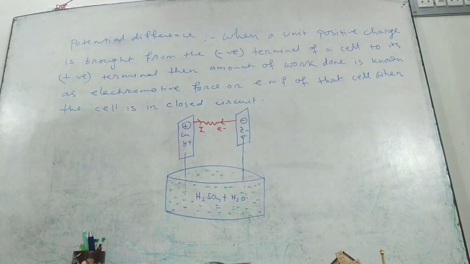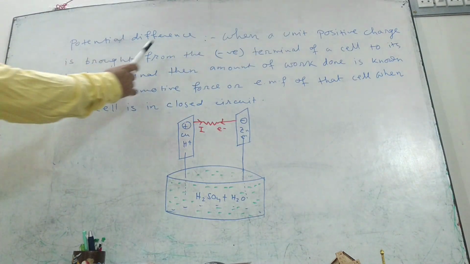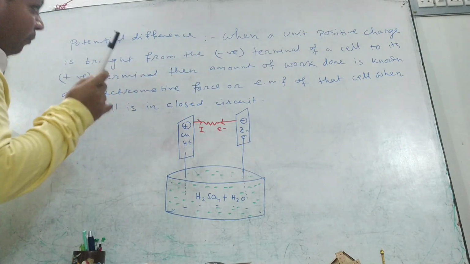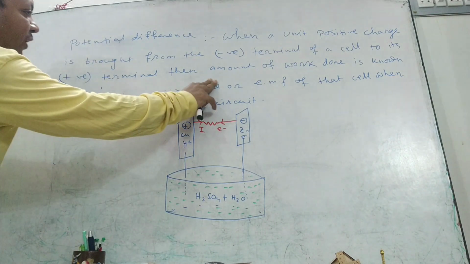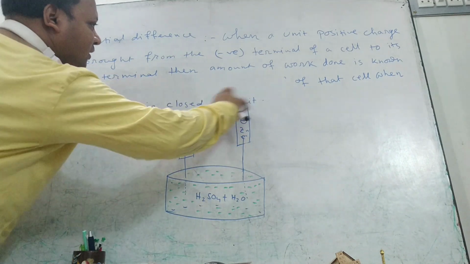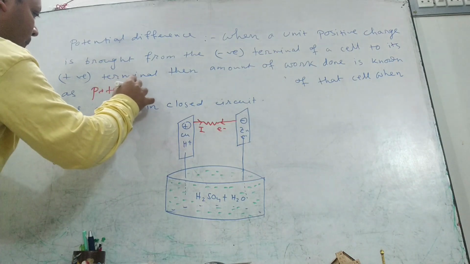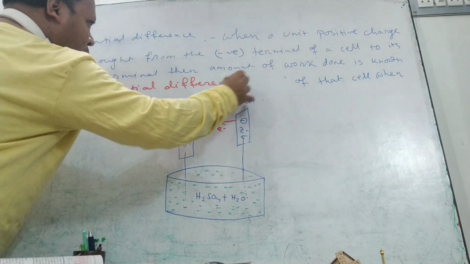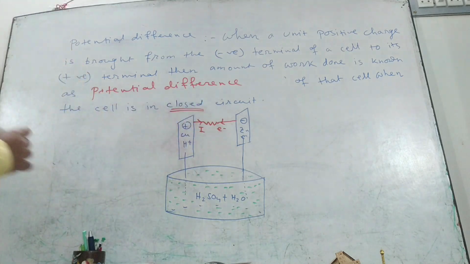Then what is the definition of potential difference? When a unit positive charge is brought from the negative terminal of a cell to its positive terminal, the amount of work done is known as the potential difference of that cell when the cell is in closed circuit.